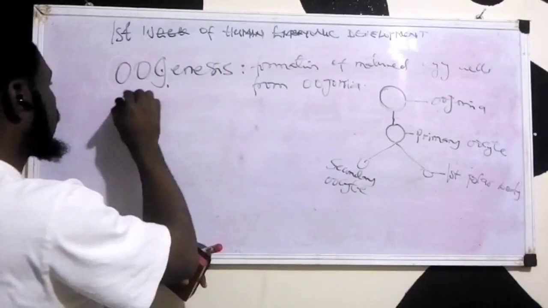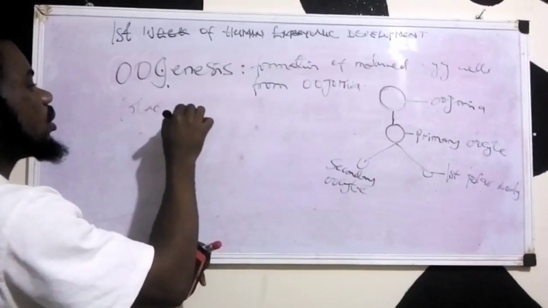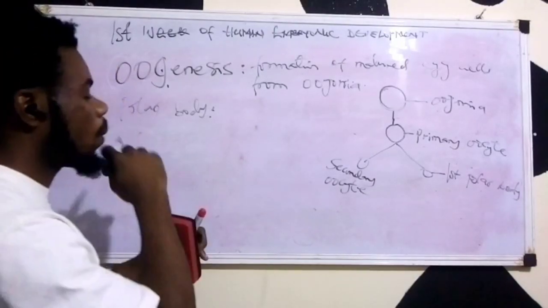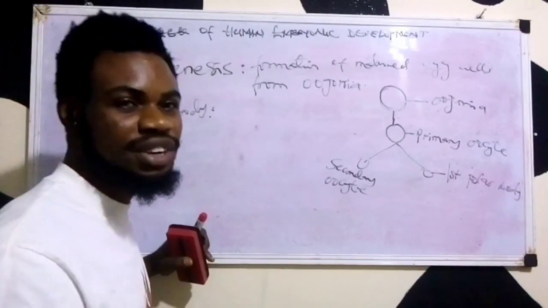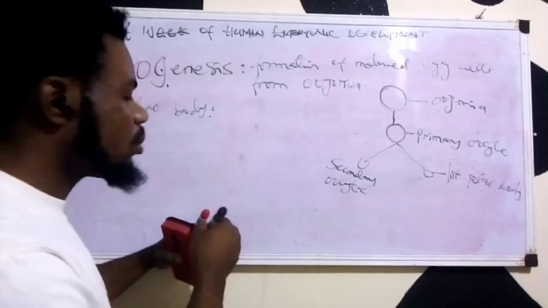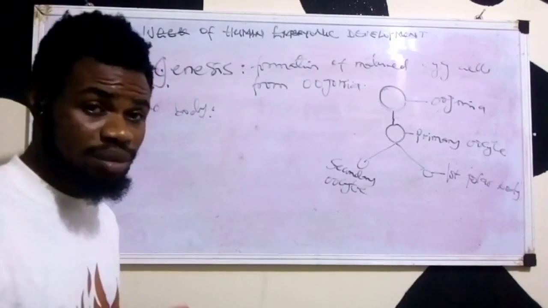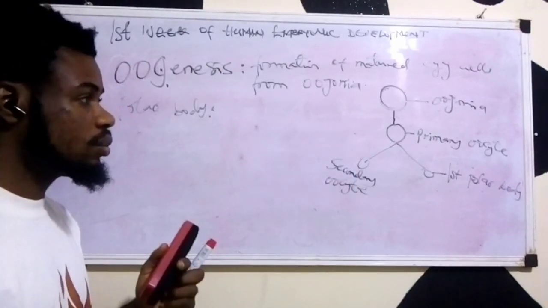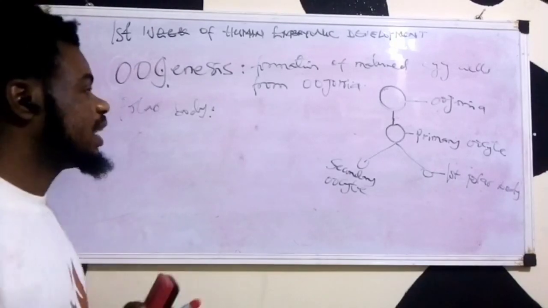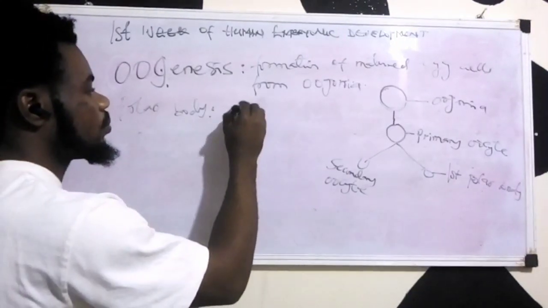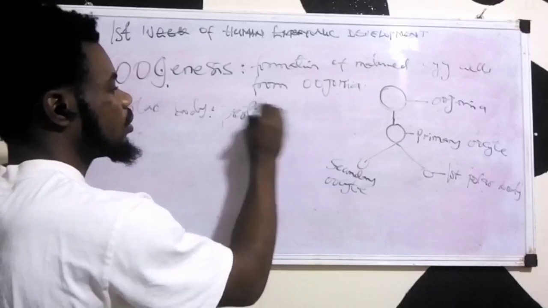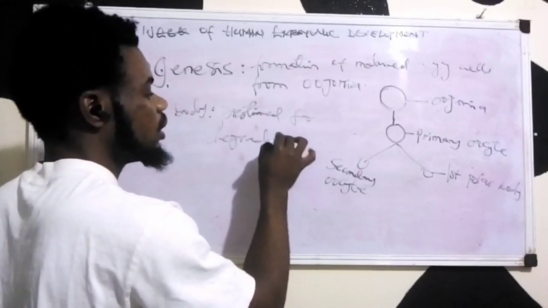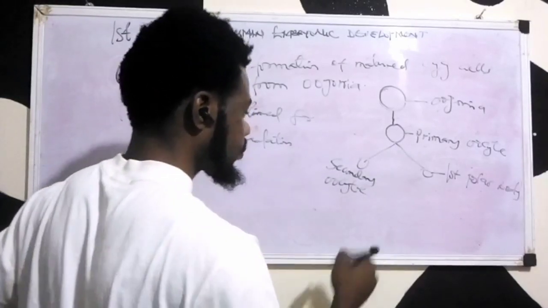Now, polar bodies are actually cells that are destined for degradation. They are not much relevant in the body, but they are formed during the formation of matured egg cell. The first polar body is destined for degradation, so at the end of the day, they degrade and leave the body.